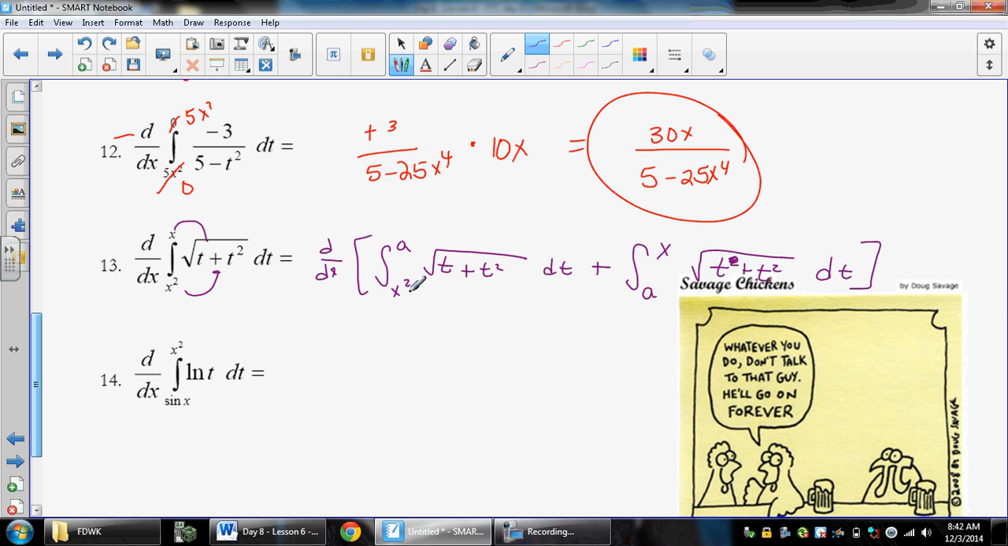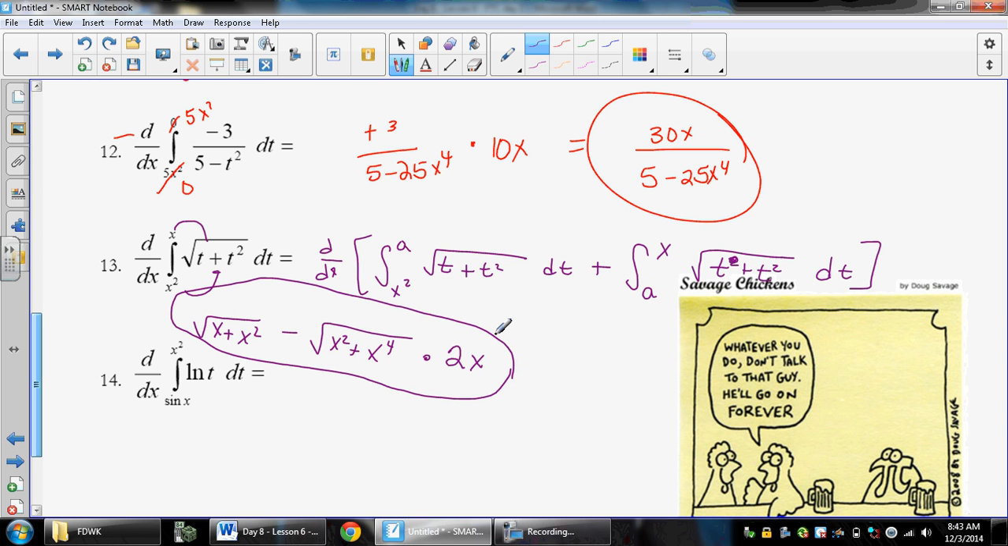So when I plug in x, the derivative and the integral cancel out. And when I plug in x, I get the square root of x plus x squared. And then when I plug in x squared, I have to negate it because it was on the bottom. And I have the square root of x squared plus x squared squared, which is x to the fourth. Then times the derivative of x squared, 2x. So when you have bounds where both are letters, what really happens is you plug them both in, you multiply by both of their derivatives, and you subtract. So same thing right here, and we're done.